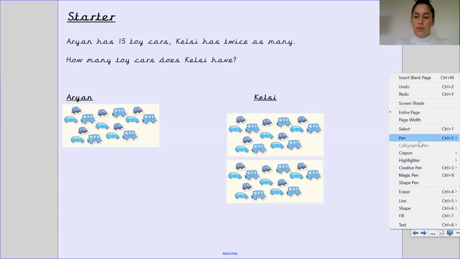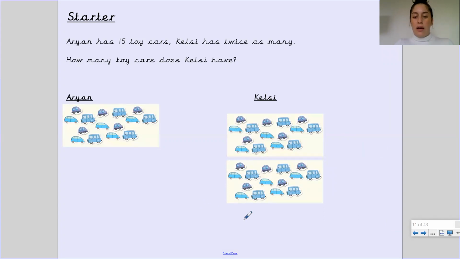Okay, we already know some information that will help us. We know that Arian has 15 toy cars. We know we need to multiply it by something. So Arian has a number of cars. Kelsey has twice as many. So if I take the number that Arian has and double it, or times 2, that would give me the number of toy cars that Kelsey has. So 15 times 2 represents twice as many toy cars as Arian had. 15 times 2 equals 30. Or you could count how many toy cars Kelsey has.